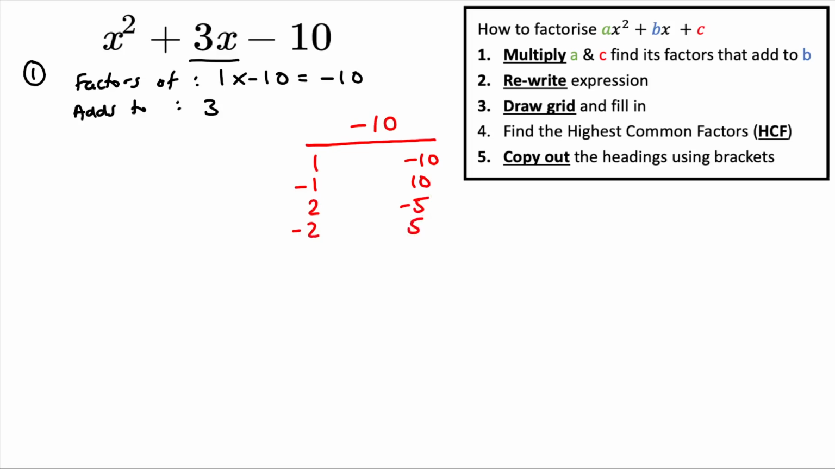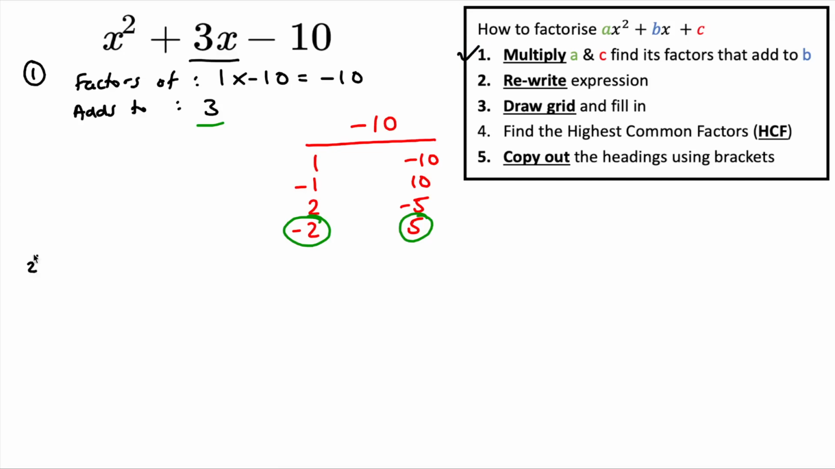Negative 2 and 5. 3 is not a factor. 4 is not a factor. So it's these 4 factor pairs that we've got here. And then we're looking for the factor pairs that add to 3. Well, in this case, it's going to be these last 2 here, 5 and negative 2. That's step number 1 done. We've identified the factor pairs.